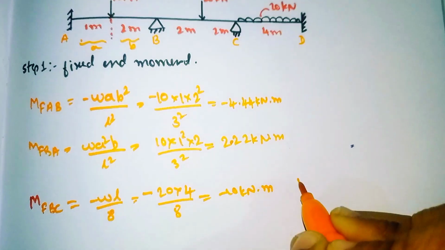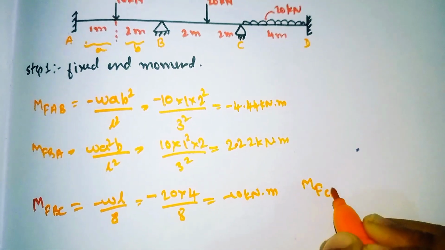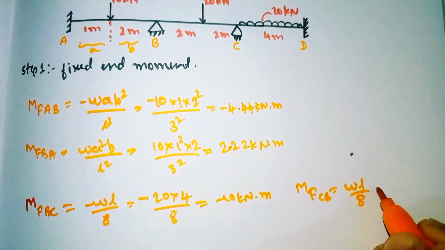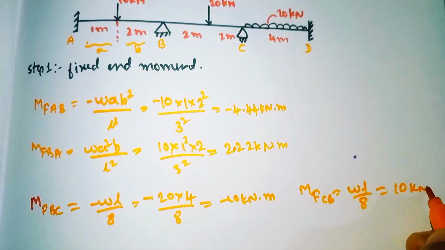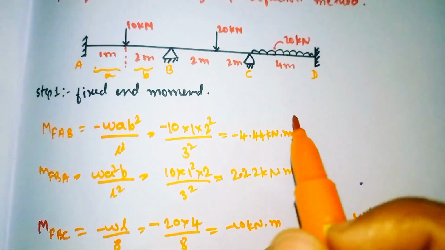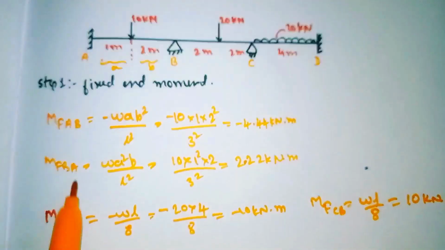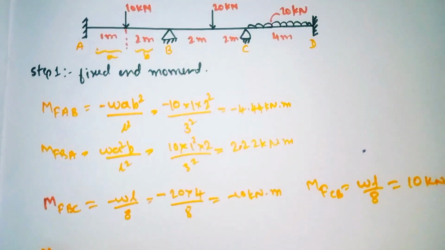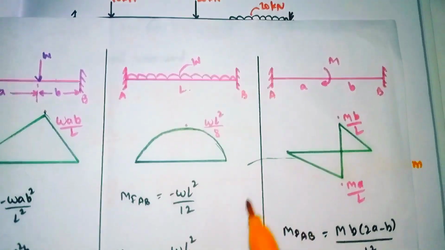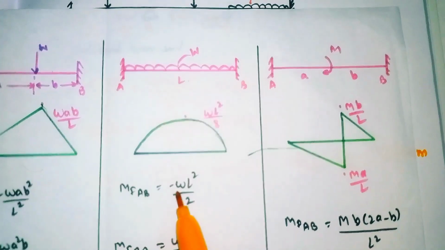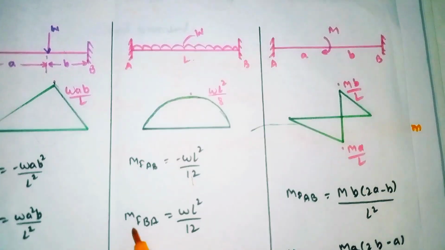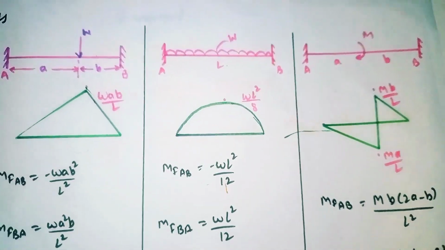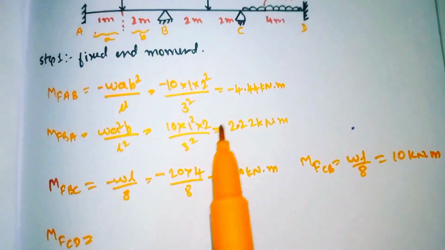Similarly for MFCB, the formula is the same, only the sign will change: here negative, here positive. So the answer will come positive, that is 10 kilonewton meter. So now we'll go for span CD. It has the UDL. For UDL we have the formula MFAB is equal to minus WL squared divided by 12 and MFBA is equal to WL squared divided by 12.